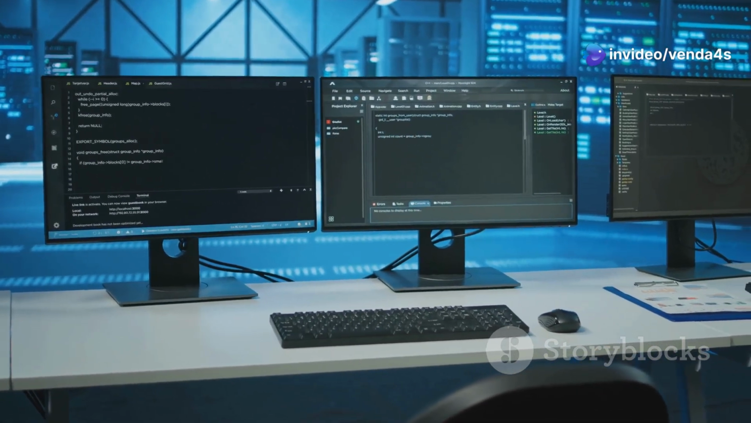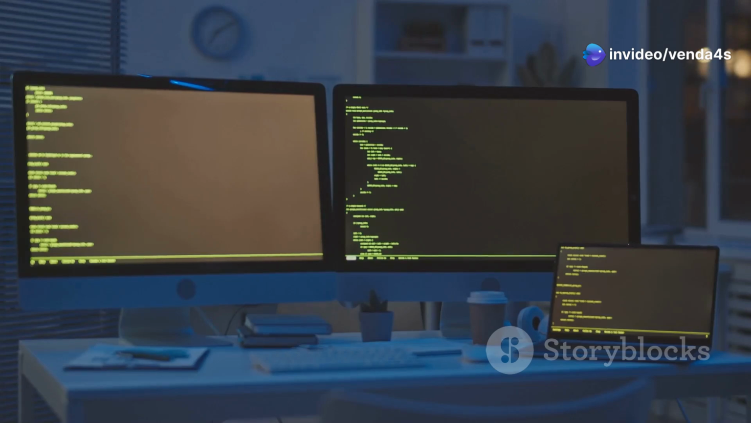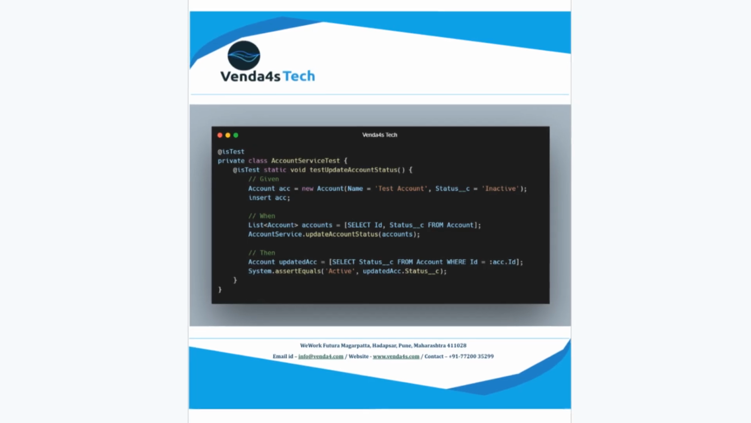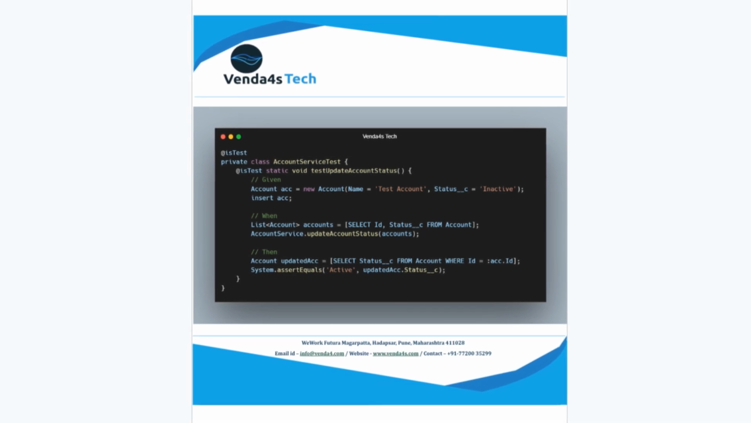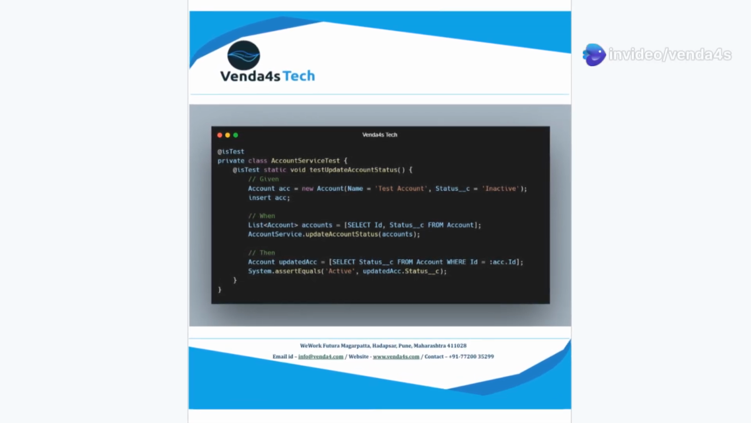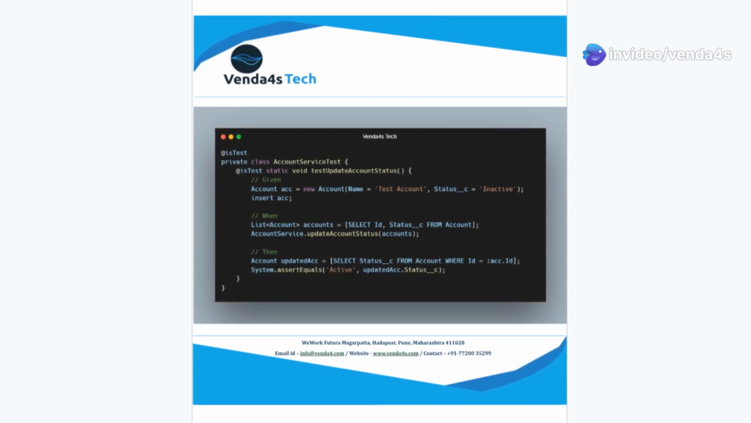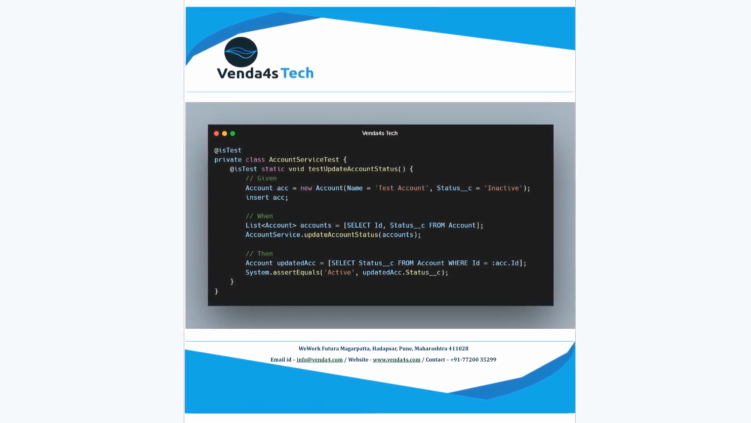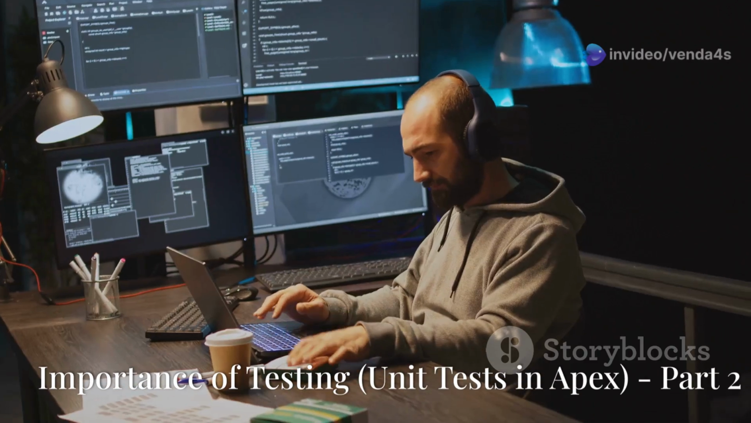Given, set up the data needed for the test. When, execute the method being tested. Then, assert the results. Example: this test class verifies the functionality of the method in the class. It first creates and inserts a test account with the field set to a value. Then it retrieves the account, calls the method to update the status, and finally asserts that the status change was applied correctly by querying the updated account and using System.assertEquals to validate the result.